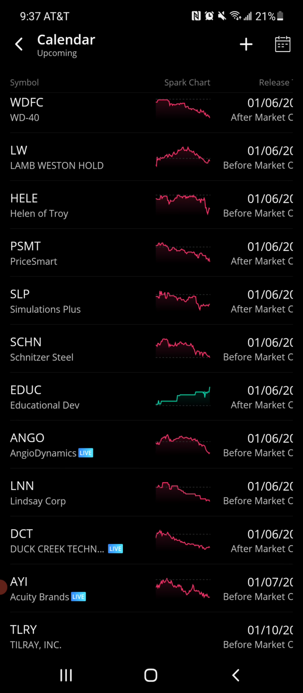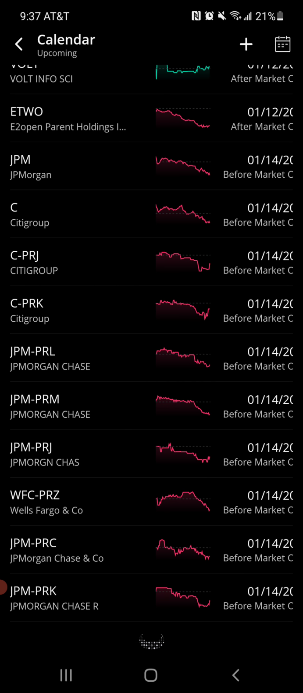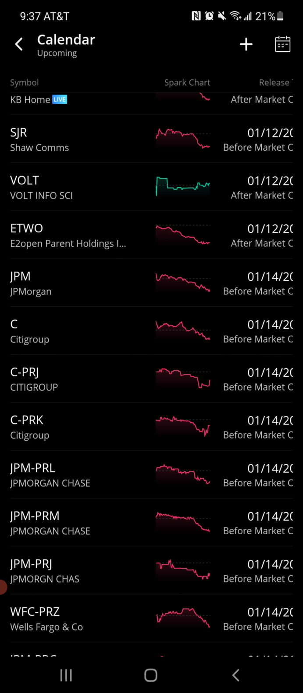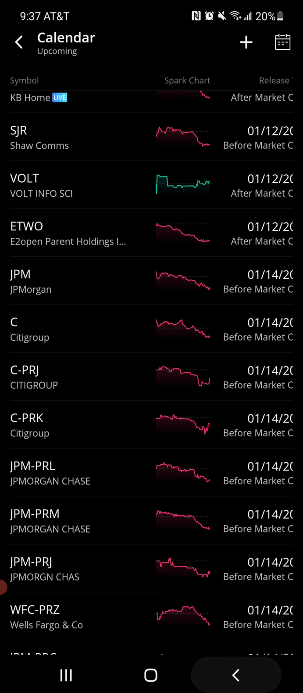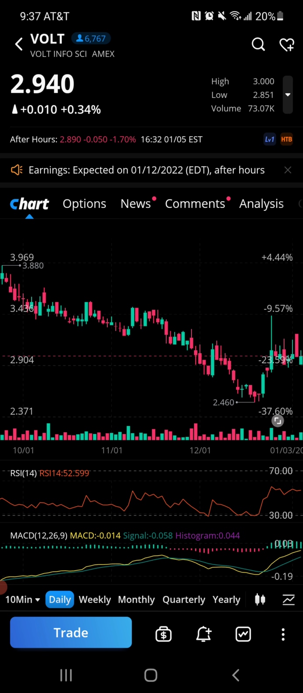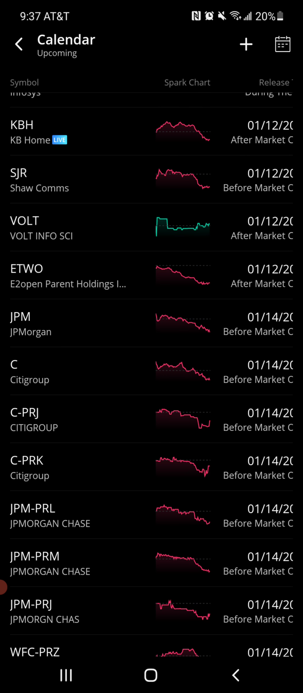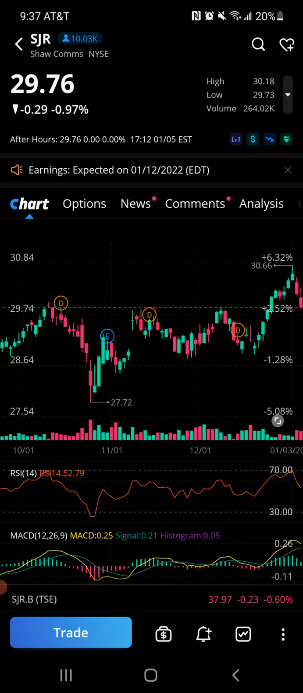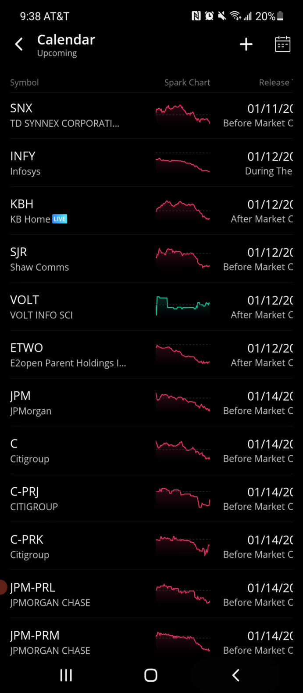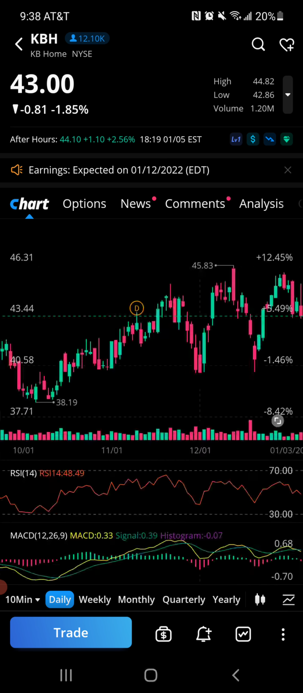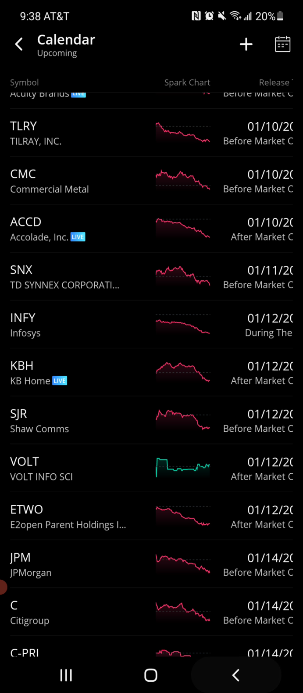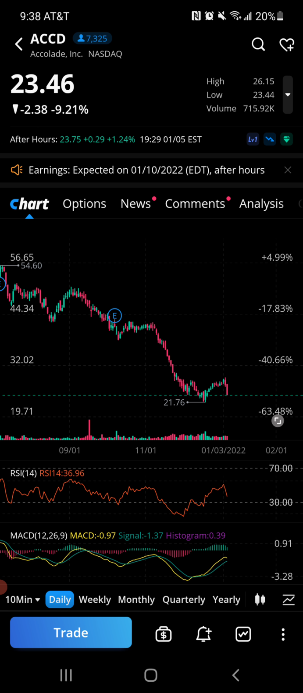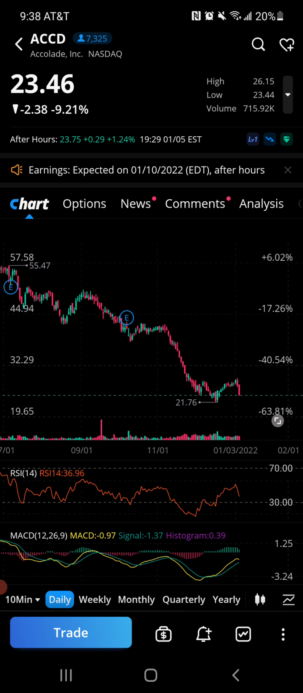SCHN for tomorrow. I don't want to. I'm trying to do this as an example. I don't want to give anything for tomorrow. ETWO, nothing there. Volt, nothing there. SJR, filled. KBH. Yes, this is literally it. Just over and over again. You go through. That one may not need a gap.